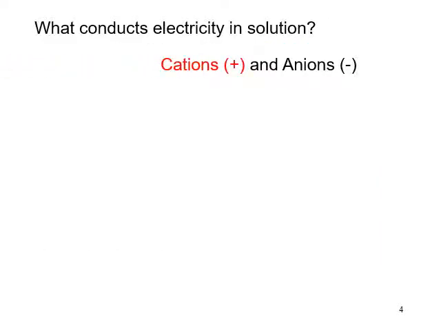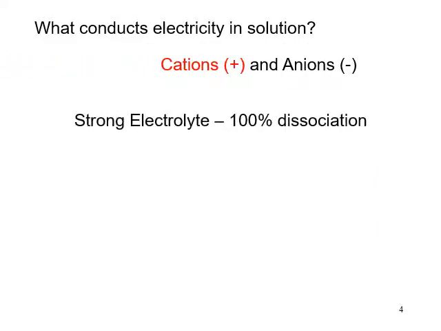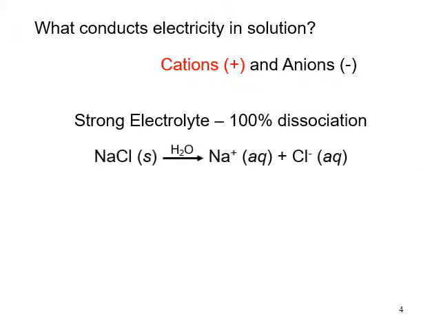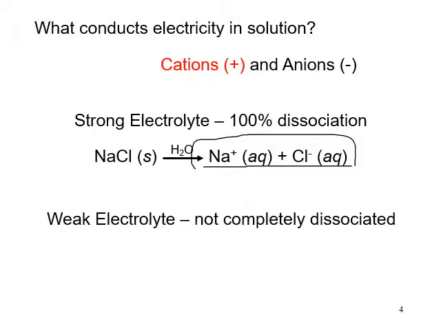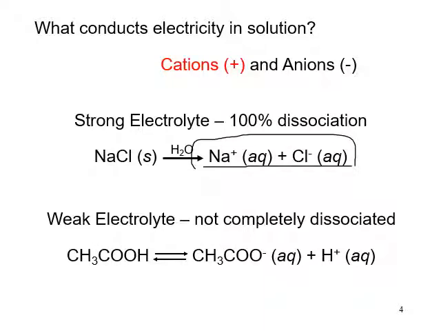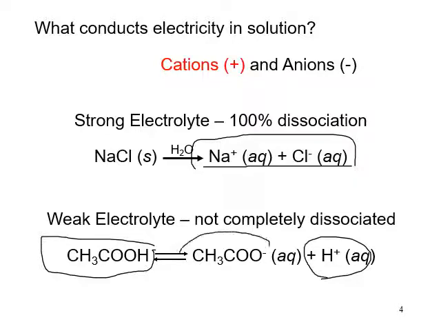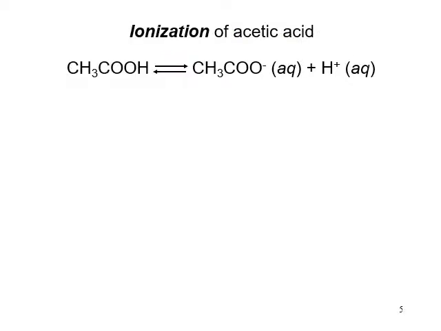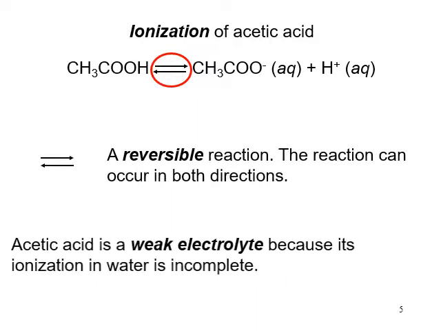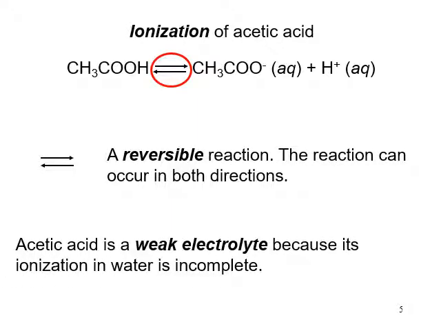So what conducts the electricity in solution? Cations and anions have to be there. For a strong electrolyte, you have 100% dissociation or dissolving, and 100% of those become ions. A weak electrolyte is not completely dissociated. So you still have a lot of this left over and only a small percentage of the ions that do the conducting. Remember that this is H3O+. Ionization, there again is acetic acid. That ionization is reversible. So a lot of it is in the form of acetic acid, and therefore it's a weak electrolyte.